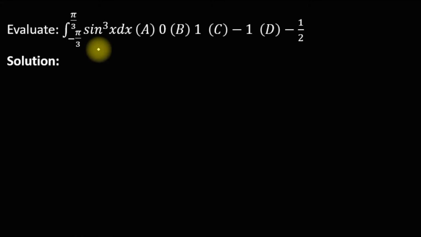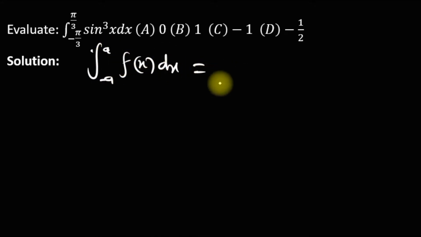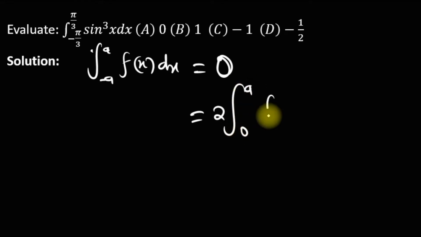We have a definite integral property that states that if you have the integral from minus a to a of f(x) dx, the answer depends: it is either 0 or 2 times the integral from 0 to a of f(x) dx. So that's the value.